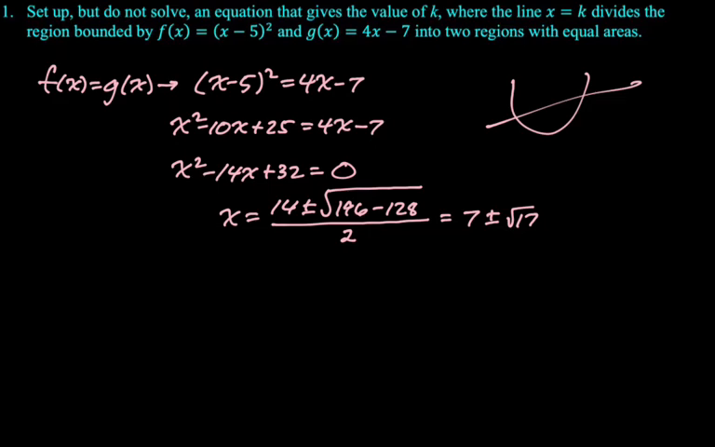So we need k to be in between those values and split this region exactly in half. It's really tempting to say that k is probably 7. It's almost certainly not 7 because there's a lack of symmetry there. But we can set it up.